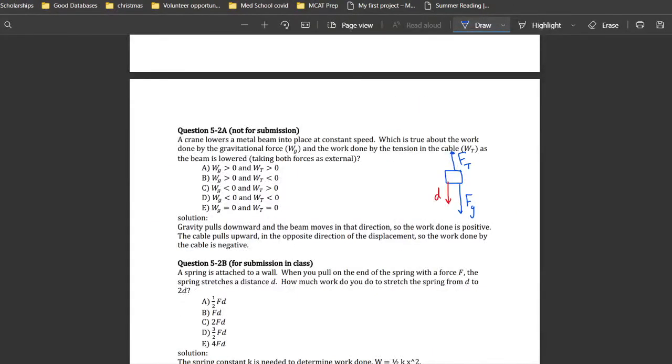Okay, so for 5.2a, I had decided to just draw out the diagram beforehand, but let's read through the question.